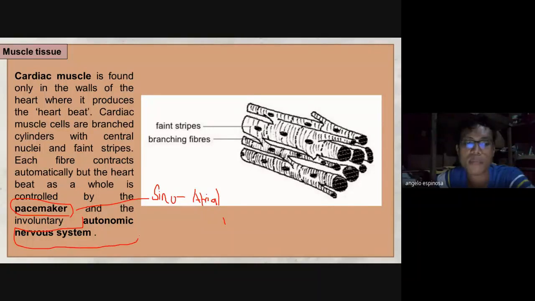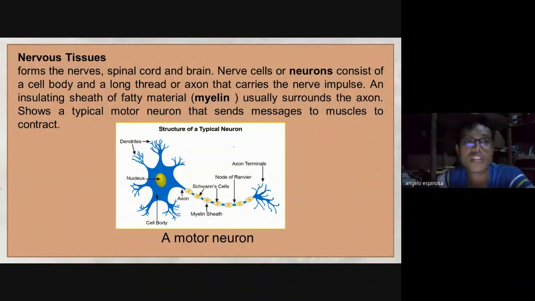So there are two types of nervous system. We have autonomic and sensory nervous system. And we have nervous tissues. Nervous tissue forms the nerves, spinal cord, and the brain. So saan nagkakaroon ng communication between impulses. Nerve impulses, nerves, and neurons. The neuron is the basic unit of nerve cells.